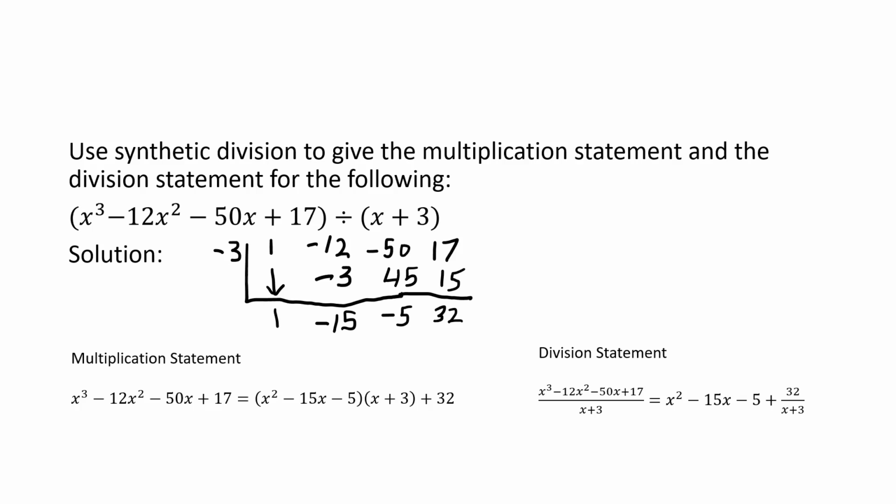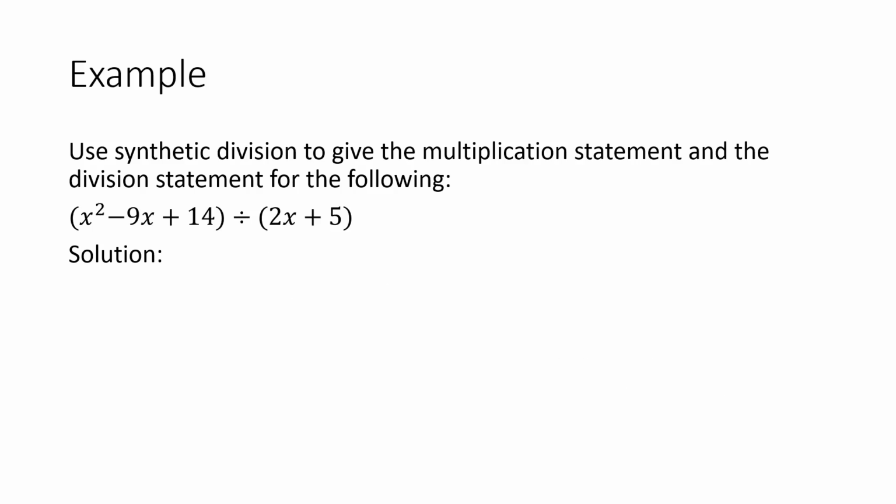So our multiplication statement will be x cubed minus 12x squared minus 50x plus 17 is equal to the quantity x squared minus 15x minus 5 times the quantity x plus 3 plus 32. And our division statement is x cubed minus 12x squared minus 50x plus 17 over x plus 3 is equal to x squared minus 15x minus 5 plus the remainder of 32 over the divisor of x plus 3.